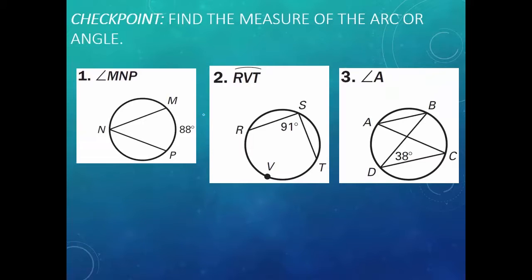Alright, checkpoint problems number 1, 2, and 3 are yours. For each of these problems, you are to find the measure of the arc or angle. In problem number 1, find the angle measures of M and P. For problem 2, the arc measure of RVT. And problem 3, find the measure of angle A.